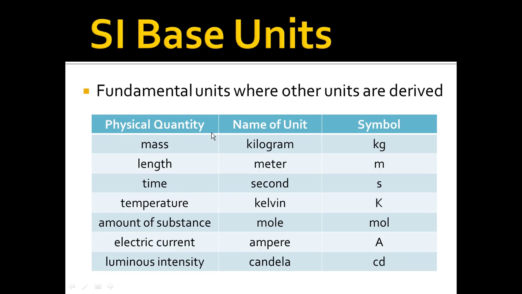Okay, so the physical quantities, we have the mass, length, time, temperature, amount of substance, electric current, and luminous intensity. The corresponding units for each are the following: kilogram for mass, meter for length, second for time, Kelvin for temperature, mole for the amount of substance, ampere for electric current, candela for the luminous intensity. And on the third column of the table, we have the following symbols to represent these base units.